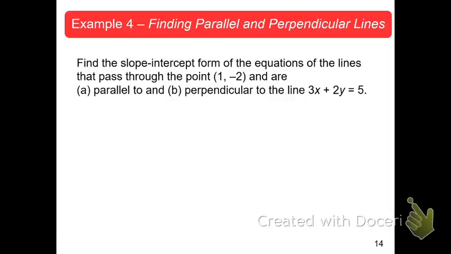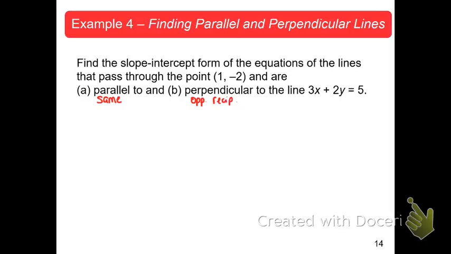Okay, it says find the slope-intercept form of the equations of the lines that pass through the point (1, -2) and are parallel to and perpendicular to the line 3x plus 2y equals 5. Remember, parallel lines have slopes that are the same, and perpendicular lines have slopes that are opposite reciprocals, which means we're going to change the sign and we're going to flip the fraction.